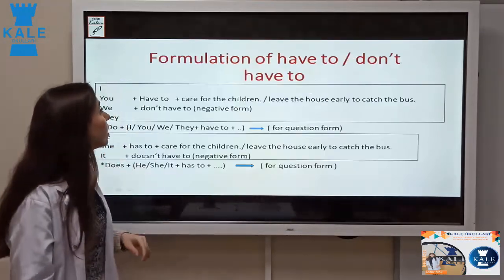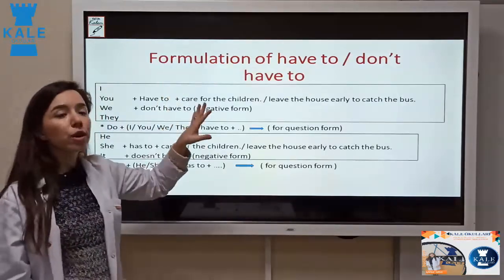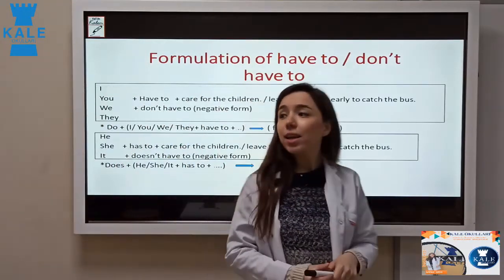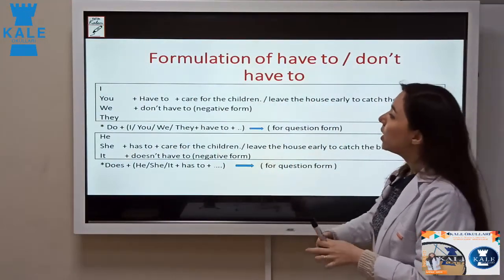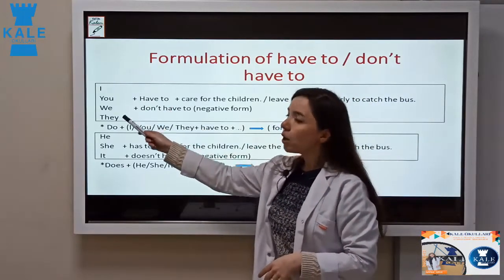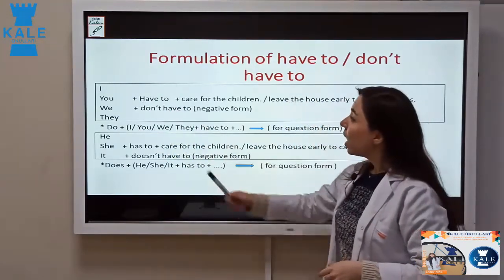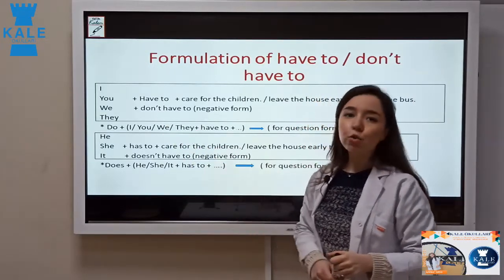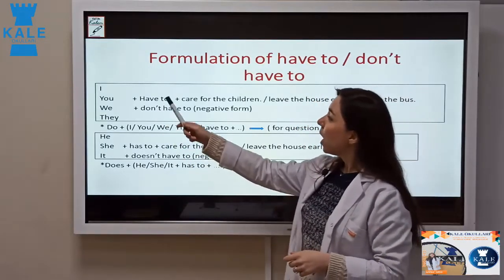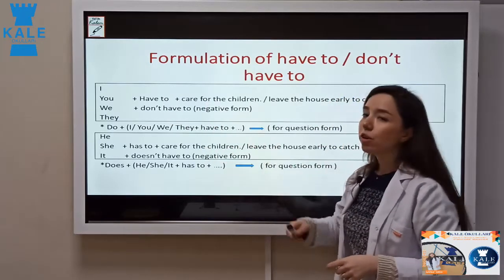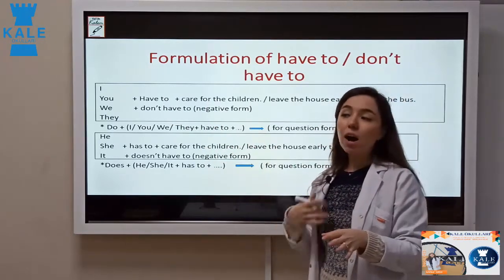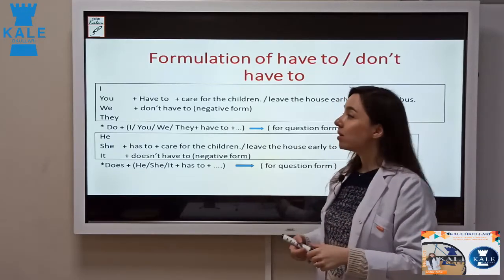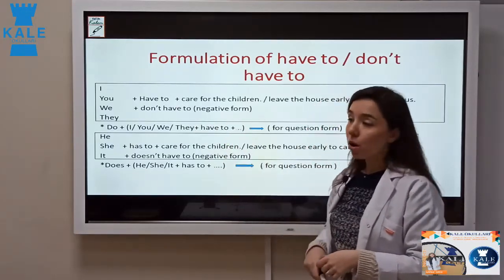So come here. Now we want to talk about the formulation of have to or don't have to. How can we make it? Let's check from this part. So here we have our pronouns, I, you, we, they. For I, you, we, they, we use have to in the positive form, don't have to in the negative form. Yes, for example, I have to care for the children. There are some children here, I have to care because their mother is not here, father is not here. So I have to care about them.